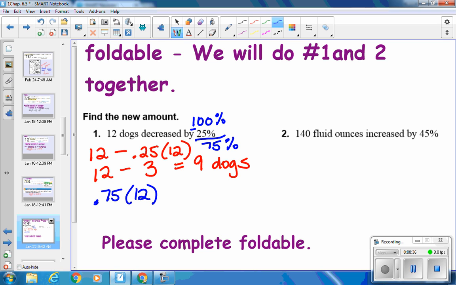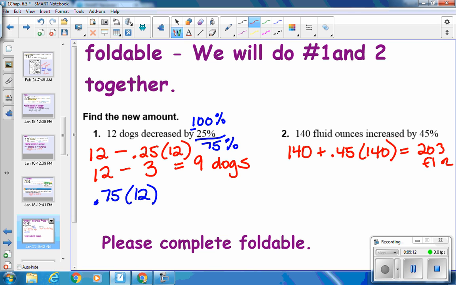Now we're going to look at number 2, where we're finding an increase. So the 2-step way would be to say, well, we had originally 140 fluid ounces, and we're increasing that by 45%. So let's add on 0.45 of 140. So once you add those 2 parts together, you're going to end up with 203 fluid ounces.